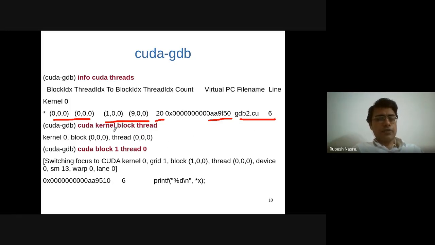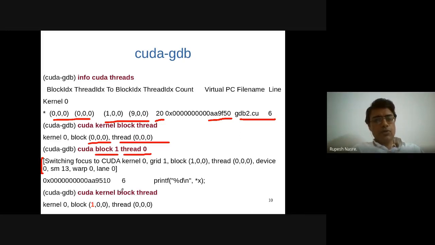And I can switch focus. For example, my focus was block 0, thread 0, but I can now change my focus to block 1, thread 0, and it outputs that as I'm switching the focus. And now I can talk about, let's say, CUDA kernel block thread, and that shows me that I have changed focus to this particular block, so that I can see if that particular block's thread has created any problem.